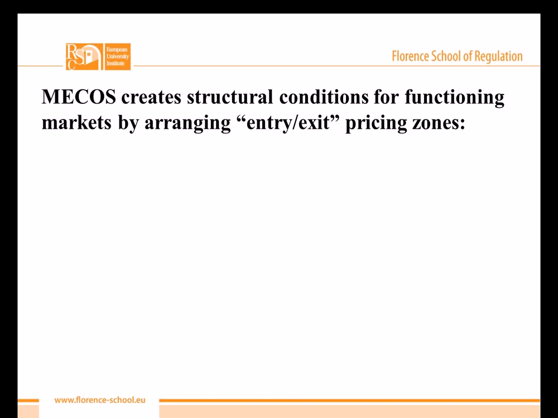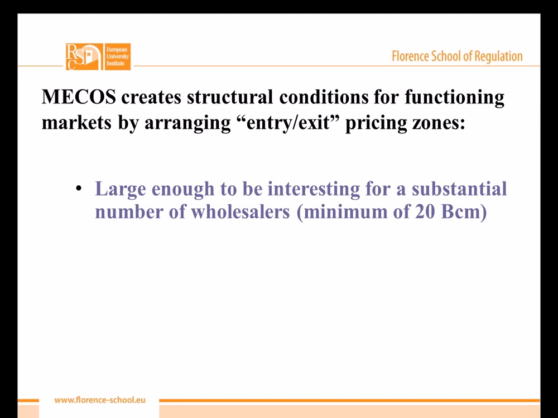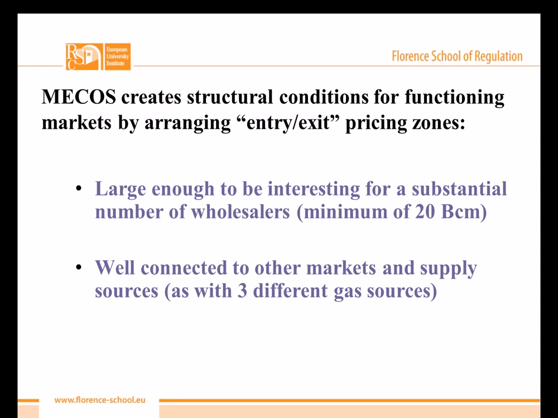MECOS creates structural conditions for functioning markets by arranging entry-exit pricing zones, being first large enough to be interesting for a substantial number of wholesalers. I'm proposing 20 billion cubic meters. In Western Europe, most of us have it. In Central and Eastern Europe, it's more difficult to reach if you do not unite or merge countries. Plus, well connected to other markets and supply sources: if you only have Norwegian gas, where can competition come from, if you only have Algerian gas, etc. And in my mind, three different gas sources could be good on top of a minimum volume to have a functioning pricing zone.